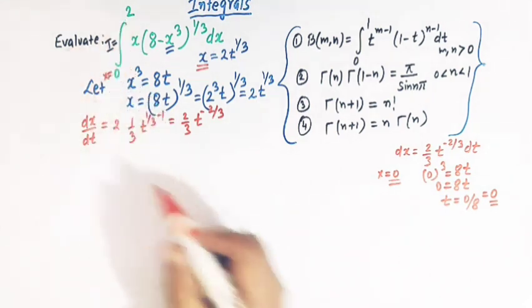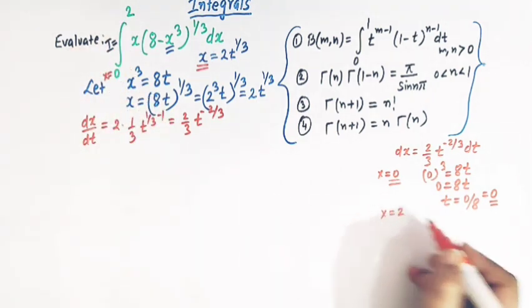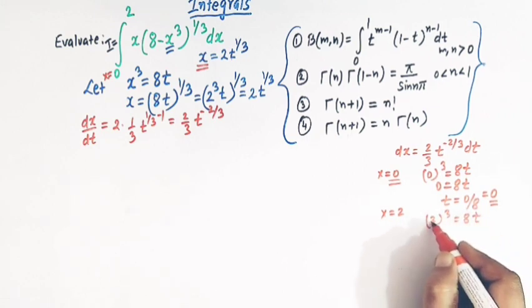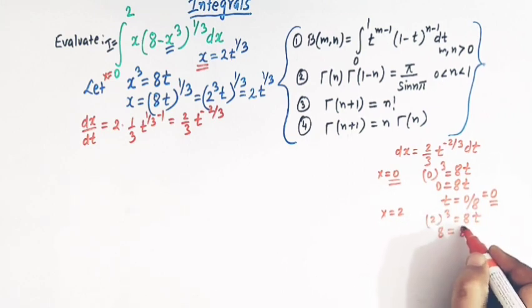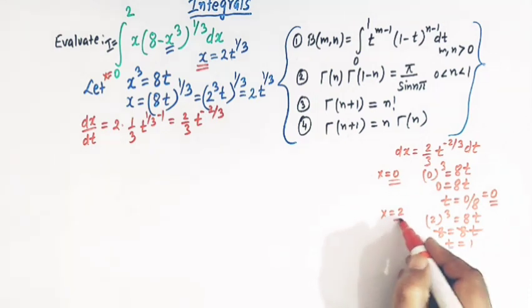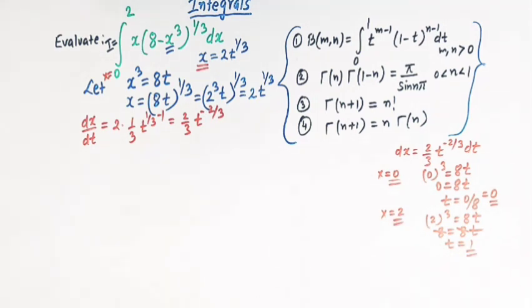When x is 2, that is the upper limit, we have 2 cube is equal to 8 times t. 2 cube is 8, so 8 is equal to 8t. 8 and 8 get cancelled, so we are left with 1, right? So when x is 2, t is equal to 1.